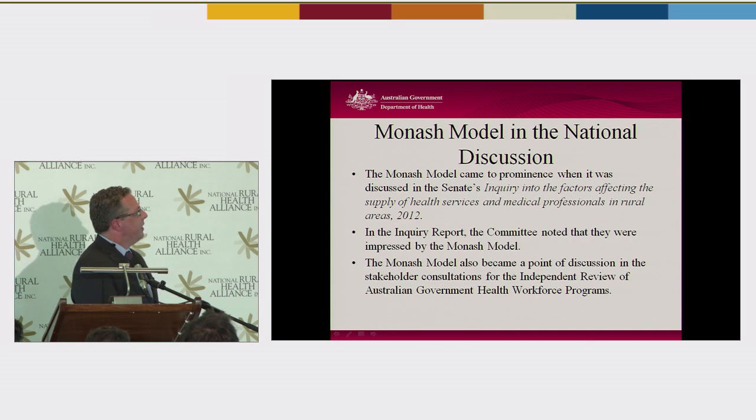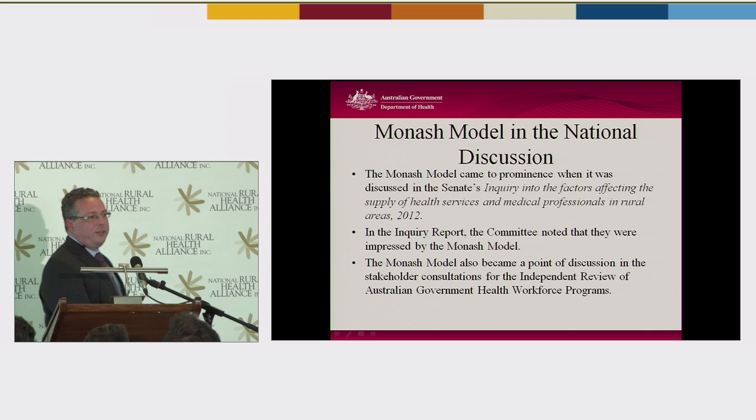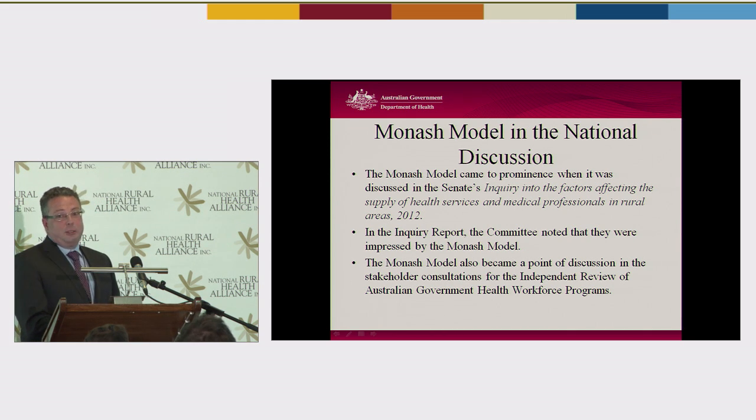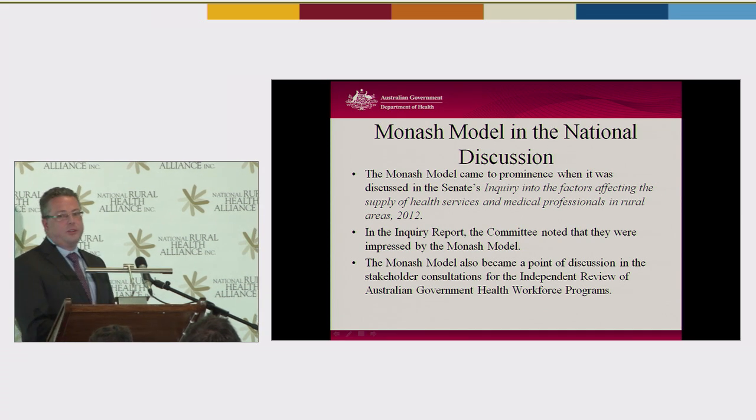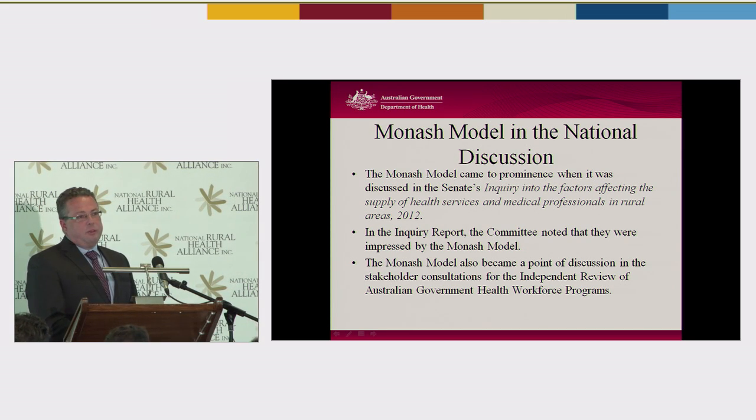Now, at the time the Monash came out, it coincided with the Senate having their inquiry into factors affecting the supply of health services and medical professionals in rural areas, 2012. And I spell it out because Fiona Nash was actually a member of this inquiry, and I remember her taking particular interest in the way that the Department of Health was using the remoteness classification. And she brought up the same issues that we went through beforehand, that we don't look at how many people are nearby when we use RA. RA is essentially a distance measure.